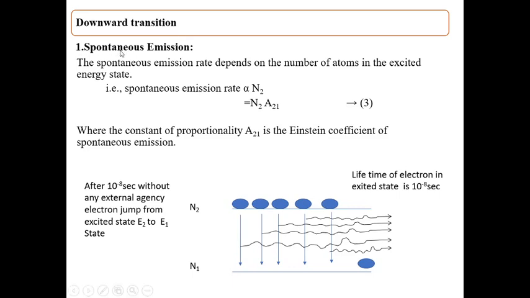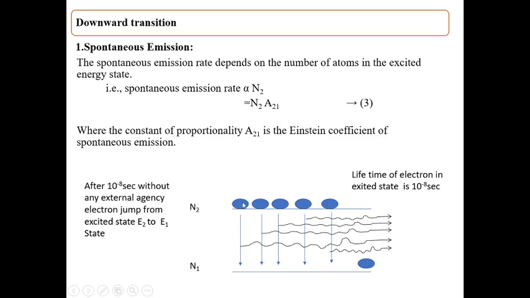Now the downward transition, the spontaneous emission. The spontaneous emission rate depends on the number of atoms in the excited state. The spontaneous emission rate is proportional to N2, and if you remove the proportionality symbol, it becomes N2 into A21. A21 is a proportionality constant. It is also called the spontaneous emission constant, given by Einstein. So A21 is an Einstein coefficient.